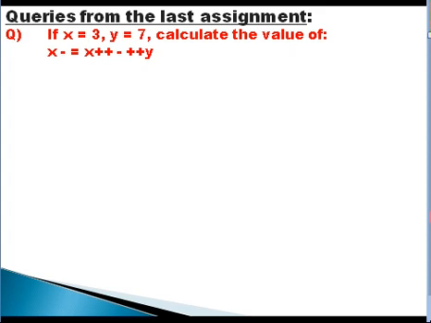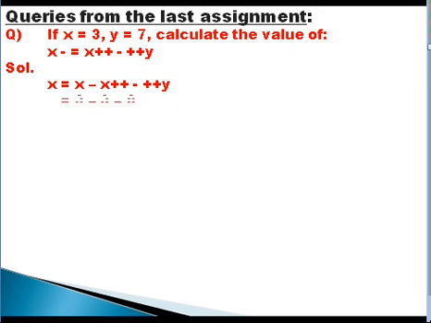The first question, where the value of x is given as 3 and the value of y is given as 7, and we need to solve the given expression for the value of x. It is given as x -= x++ - ++y. So we are going to rewrite it because the shorthand assignment operator was given. We are going to rewrite it in a normal form. So it becomes x = x - x++ - ++y.